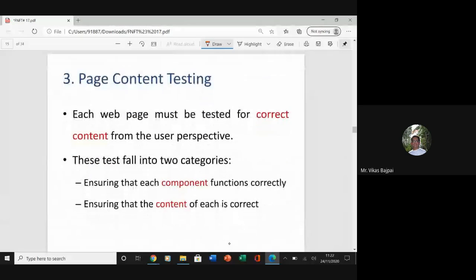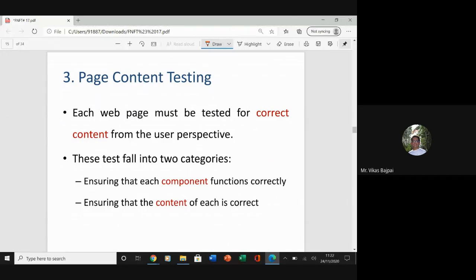Now next is your page content testing. That means the content of a web page. So obviously, I would prefer to give the correct information, right? So each web page must be tested for correct content from the user's perspective. So these tests fall into two categories: one is ensuring that each component functions correctly, the other is ensuring that the content of each is correct. So once again, I need to have the language experts, I need to have the domain experts, I need to have the subject matter experts in this particular part.